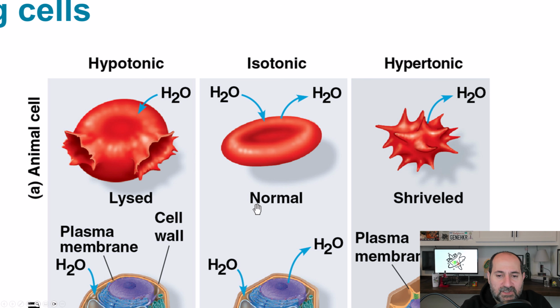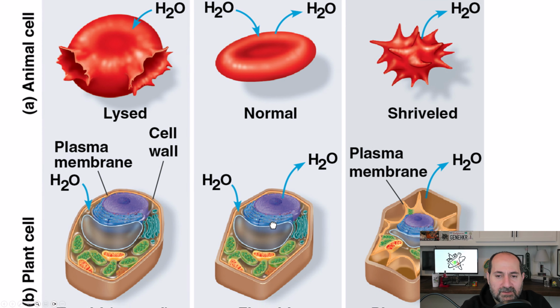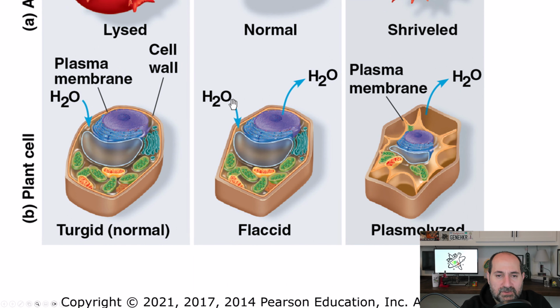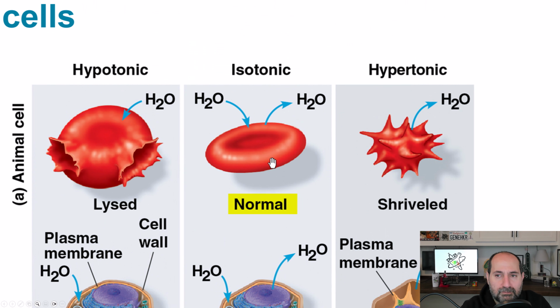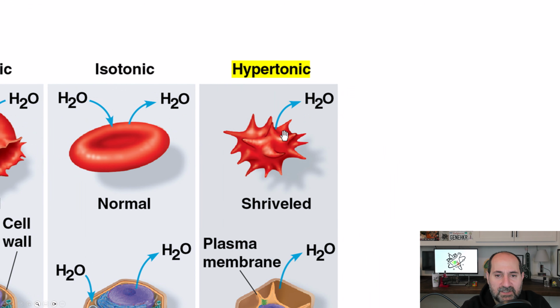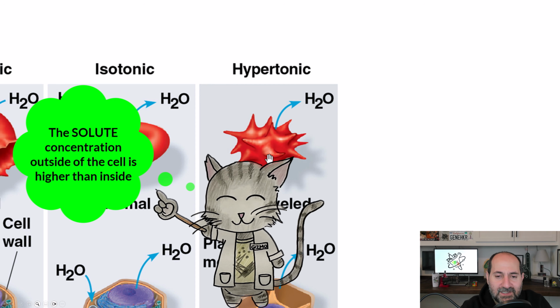And animal cells prefer this, whereas plant cells do not prefer isotonic environments. Plant cells actually become what's known as flaccid. So we need to know these terms: flaccid, normal. And then in a hypertonic environment, the solute, salt in this case, concentration outside of the cell is higher than the solute, or salt, concentration inside of the cell.